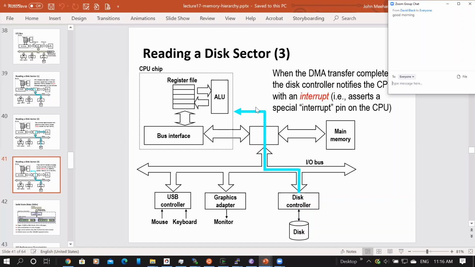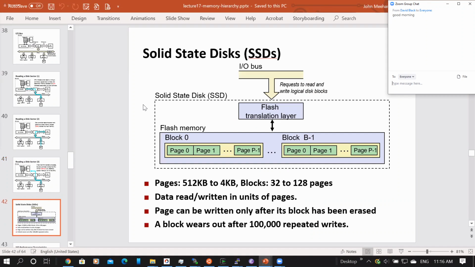Questions about the interrupt service routines, the interrupt controller, all those concepts. So we also have some solid state disk drives now, right? And the solid state disk drive has a thing called a flash translation layer. We'll talk about what it does in more detail in a second.